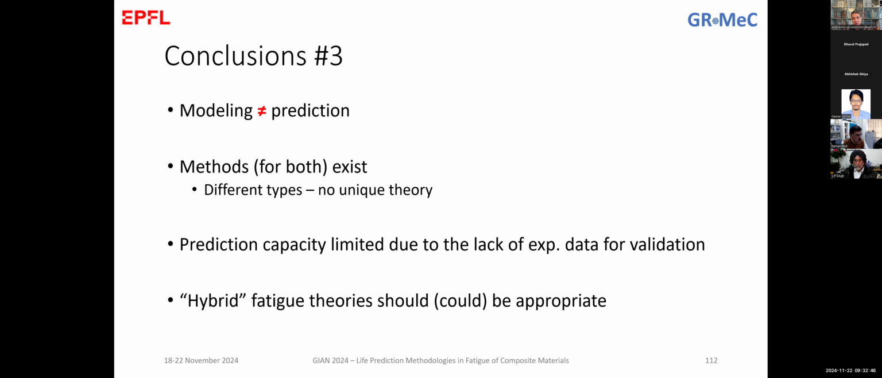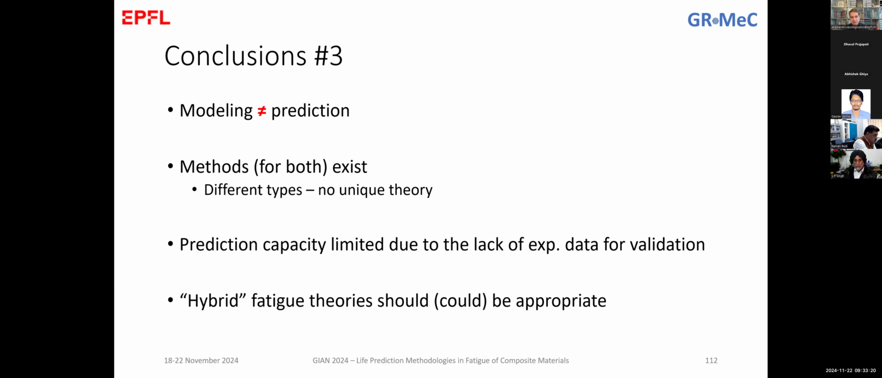We know now that we have methods for both material modeling and material life prediction. There are different types of methods. There's no unique theory yet. This is what we try to do all around the world. People working with fatigue are more or less in contact, trying to reach a uniform theory that can be used for many materials and many loading conditions.